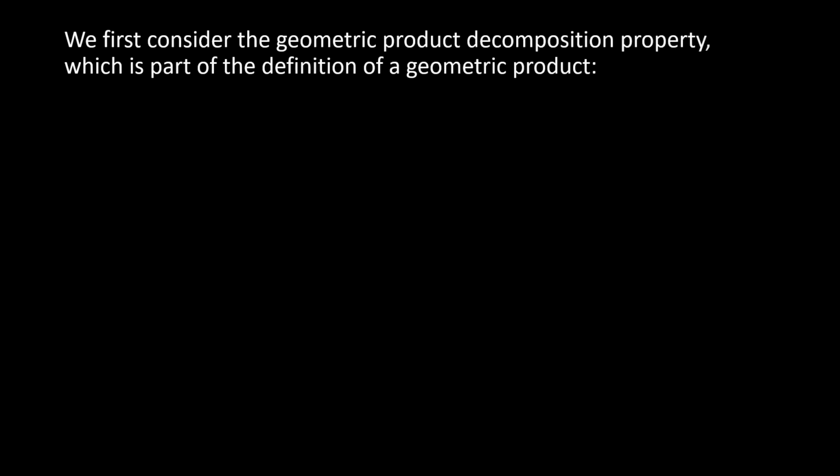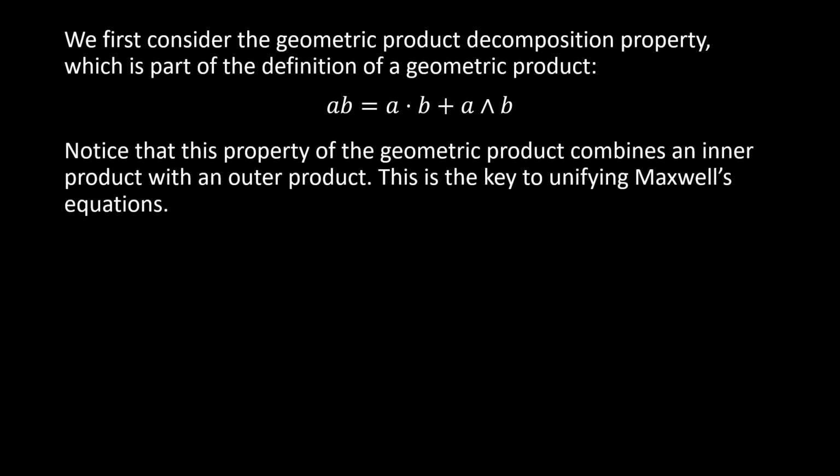We first consider the geometric product decomposition property, which is part of the definition of a geometric product. So the geometric product of vectors A and B, or multivectors in this case, A and B, equals the inner product plus its outer product. Notice that this property of the geometric product combines an inner product with an outer product, as I just stated, so this must be the key to unifying Maxwell's equations.